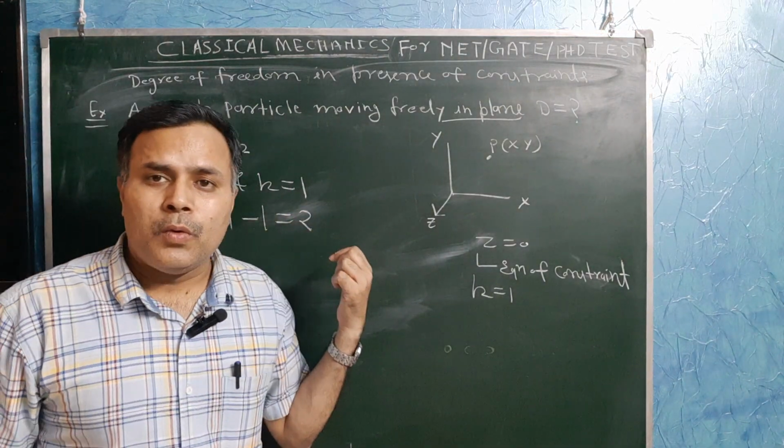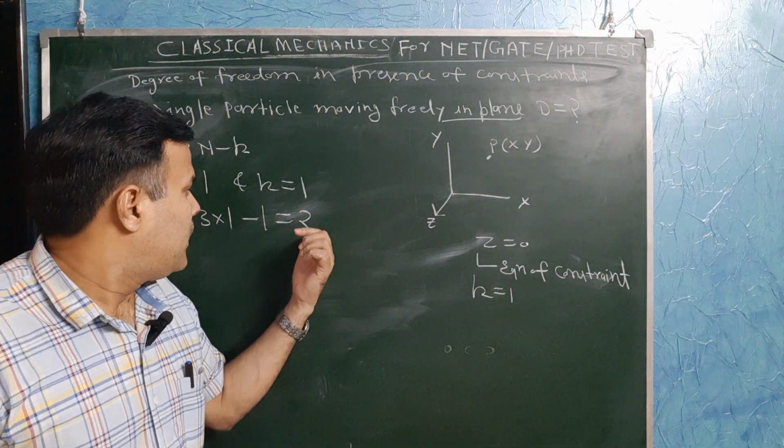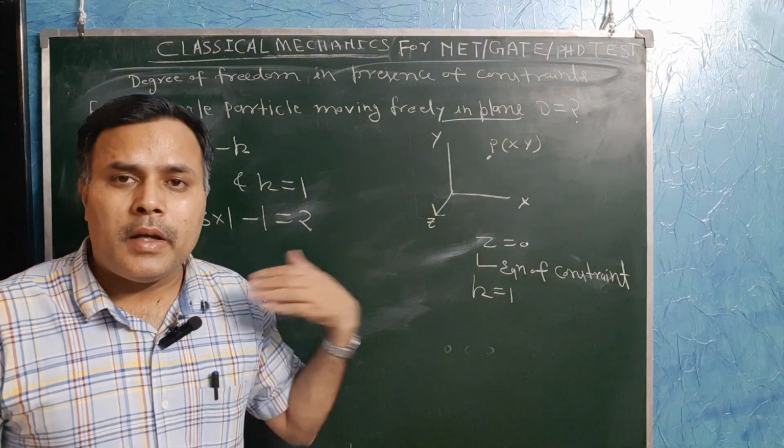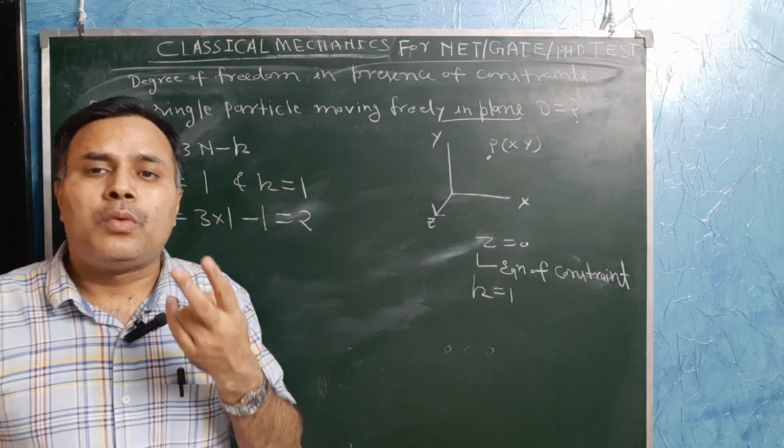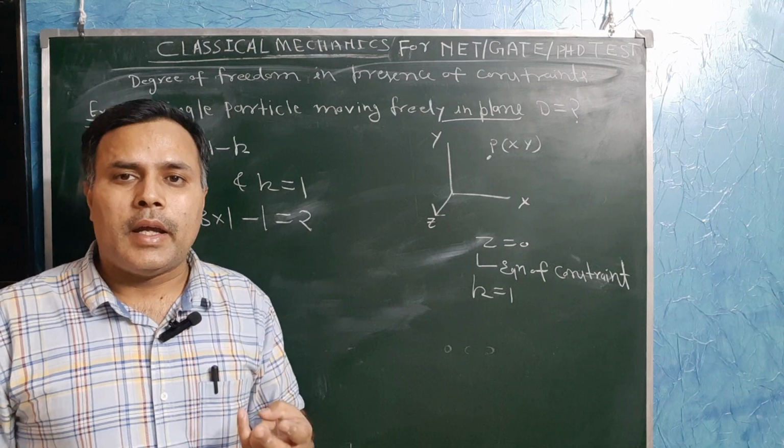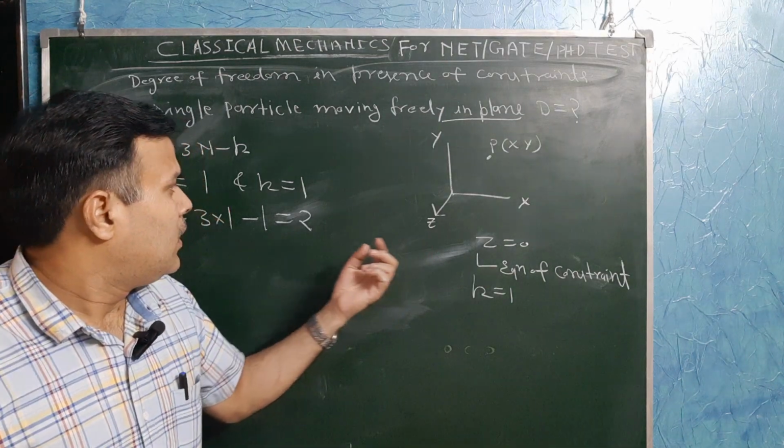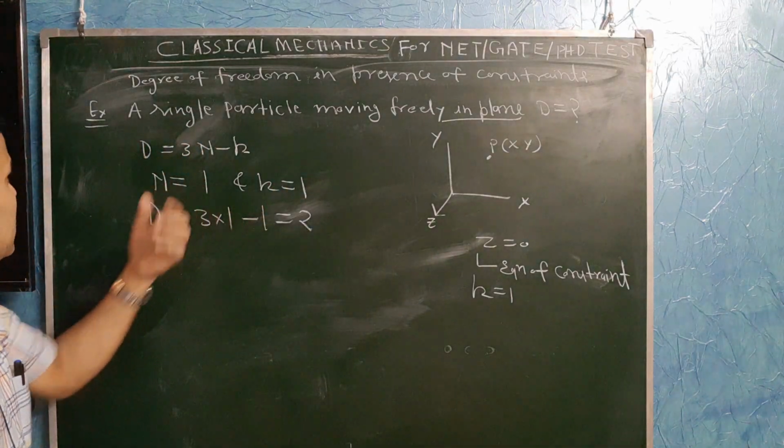So particle can move in 2 independent ways. So there are only 2 independent ways the particle can have motion. So it's all about this example.